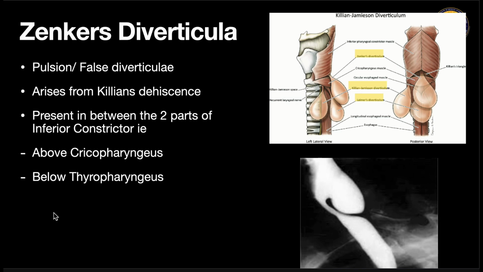Zenker's diverticulum is a false or pulsion diverticulum which arises from Killian's dehiscence. As you can see here, this is the Zenker's diverticulum. It is present between the two parts of the inferior constrictor, above the cricopharyngeus here and below the thyropharyngeus here. It extends posteriorly and laterally. This is the Zenker's diverticulum, and on radiograph we can say this is the Zenker's diverticulum.